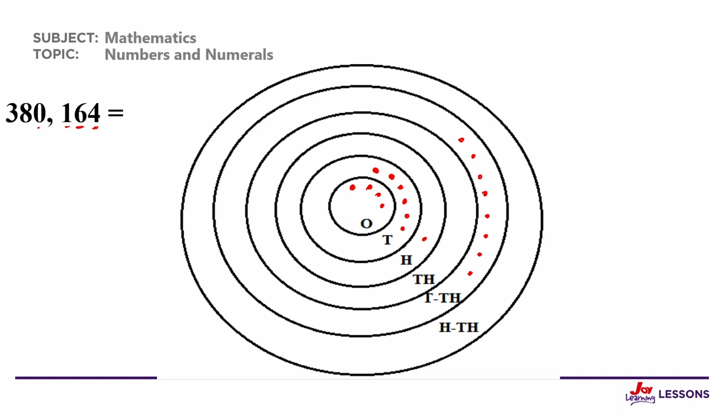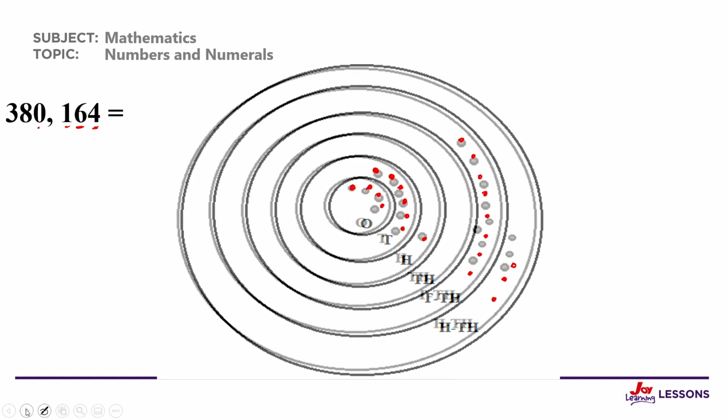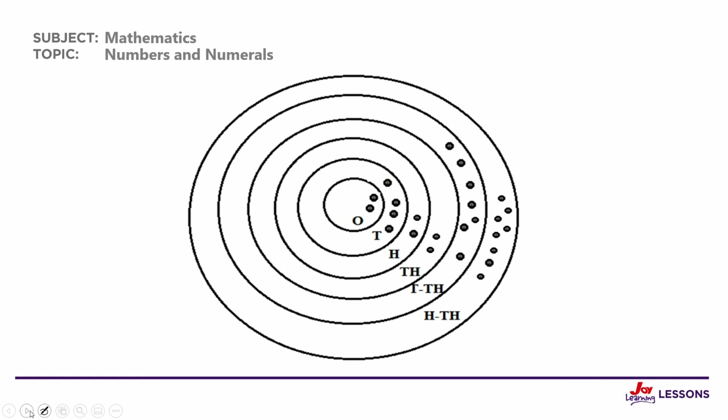Then when we come to the hundreds of thousand, we have 3 also there. So we have 300,000. When you put these marbles together at each of the stages, we are having 380,164. Good. Beautiful. Then what do you think will be the numeral to represent this? I want you to count them and then know.